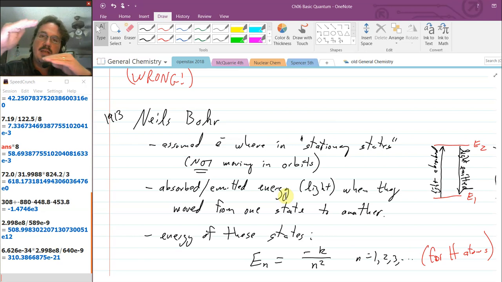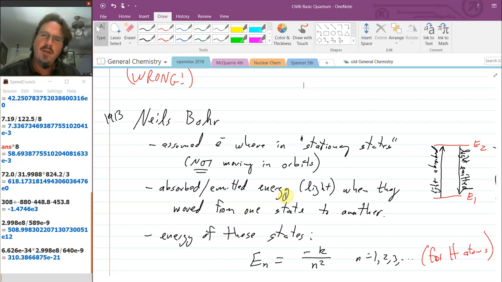And because the states are stationary states, they're locked in as far as the amount of energy they can have. As you drop from, say, an energy of 10 down to an energy of 7, you're releasing 3 chunks of energy, and that energy is released as a photon, which is light, and we see a purple line or a yellow line or something like that.